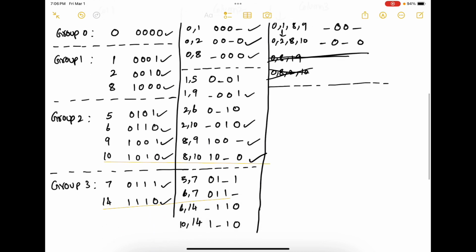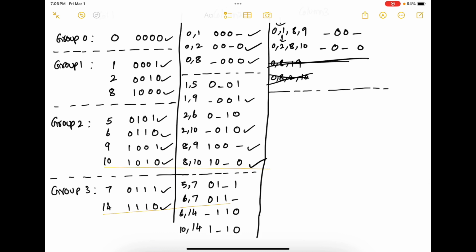Now let's compare group 2 and group 3 in column 2. 1 and 5, can you combine it with something else? So 1 and 5 has a dash in the second place, and you can only compare it with 10 and 14, but there's a 2-bit change, so you cannot really combine them. How about 1 and 9? 1 and 9 can it be combined with 6 and 14? You cannot do that because there is a 2-bit change, even though the dashes align.